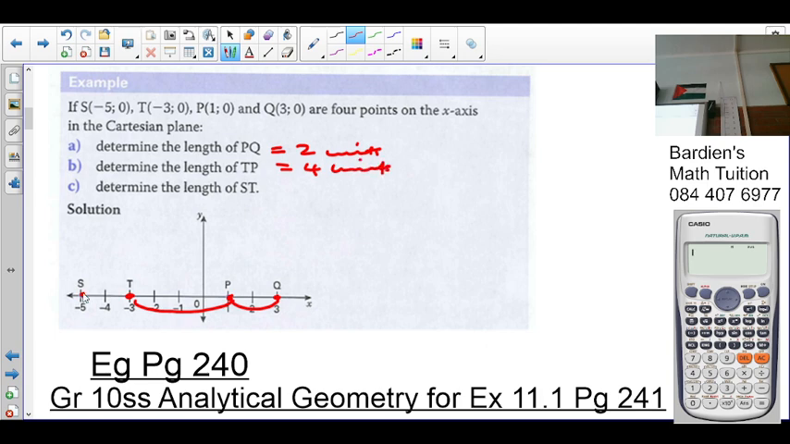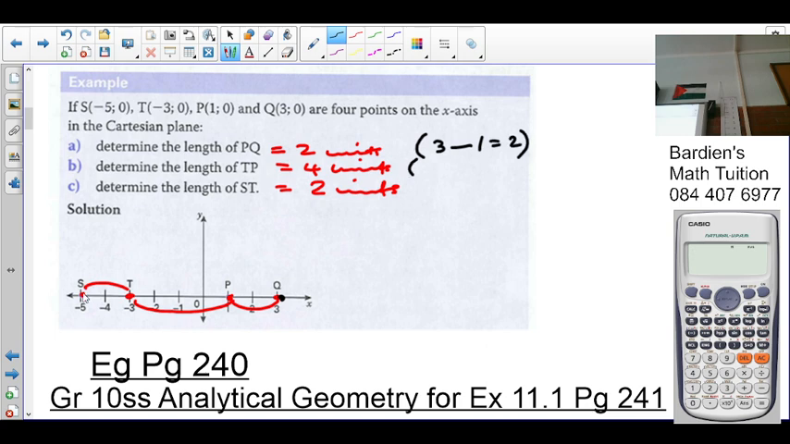Okay, and now some of you could see it immediately. And then in C, they want you to know what is the length of ST. So that's -5 to -3, is 2 units. Remember, length is never negative. So from here we can see the rule that we're going to take the bigger one, in this case here, the larger number, which is 3, and you minus it by 1, which gives us 2.